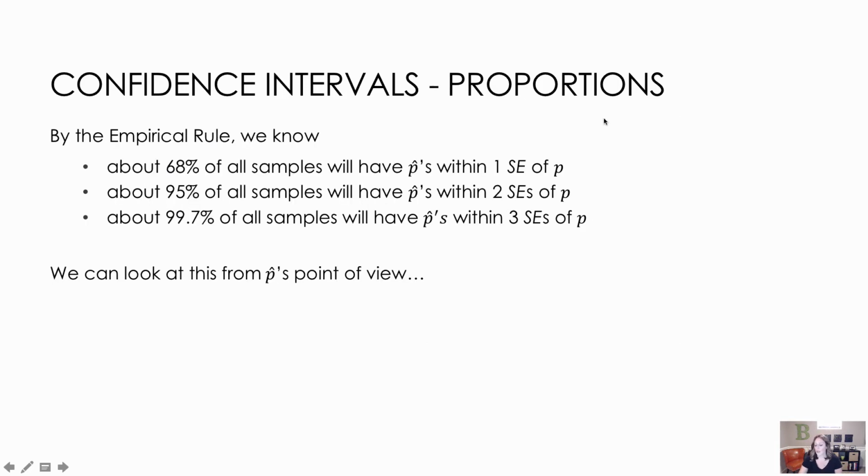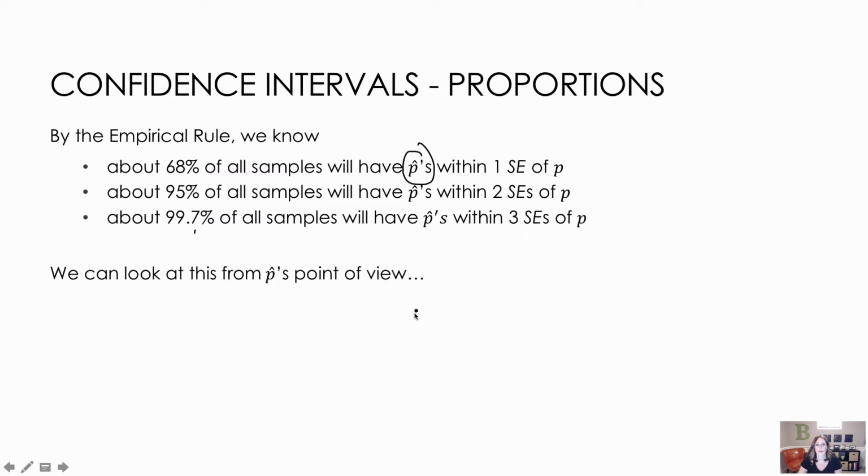Again, using the empirical rule, which we learned last week, we said about 68% of all samples have our observed value within one standard deviation of p. But now we're going to call it standard error. And about 95% of all samples will have our p hat within two standard deviations of p, and 99.7% within three standard deviations of p.